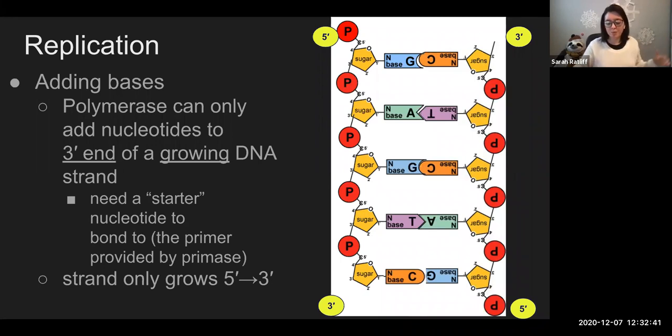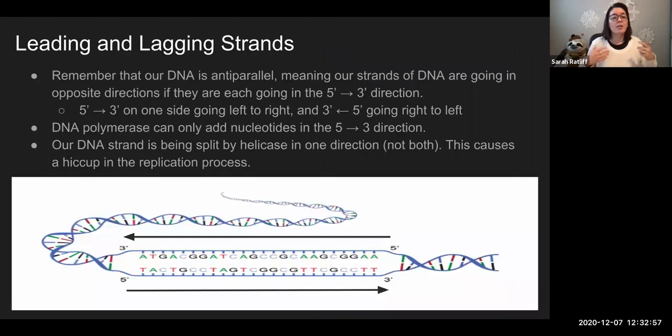All right, so moving into the last little bit. Thinking about how DNA primase can only add on the 3' end of this strand, so going from 5' to 3' direction. That means we're going to have opposite strands going in opposite directions. If we can only add going one direction, this might become a problem. Our helicase is splitting one way or the other, right or left. It's not going both directions simultaneously.